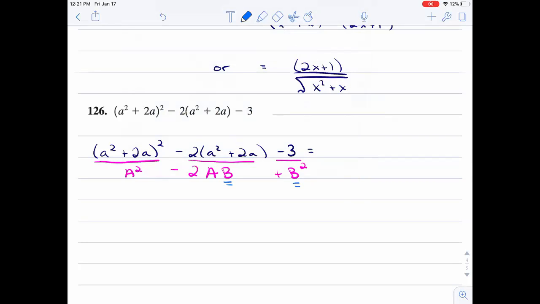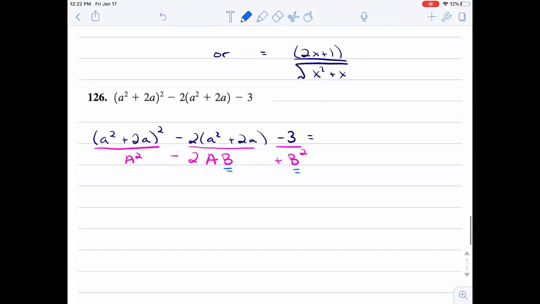So what I can do is I can rewrite -3 into something like, I don't know, plus 2 squared. Because I want the plus. Maybe I'll do -2 squared plus 1. How about that? Let's see where it gets us.